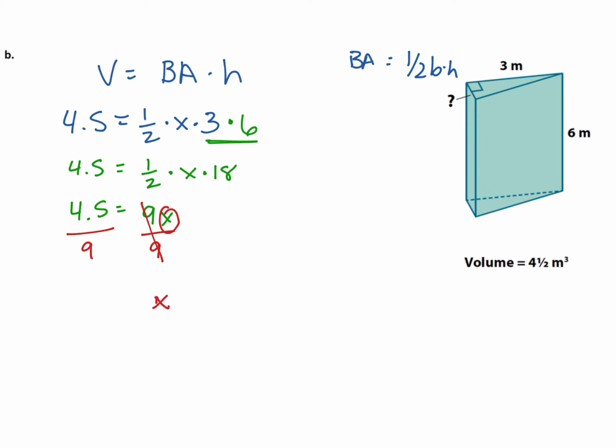The 9's divide out and we're left with x on the right side. And 4.5 divided by 9 is 1/2. So the unknown or missing piece of that triangle is 1/2 of a meter, because we're going to use the same units.